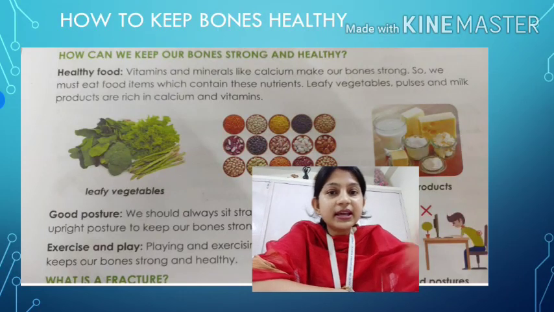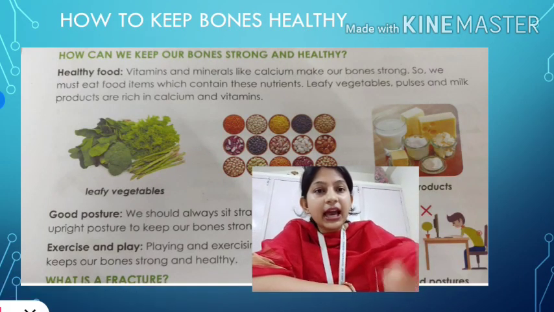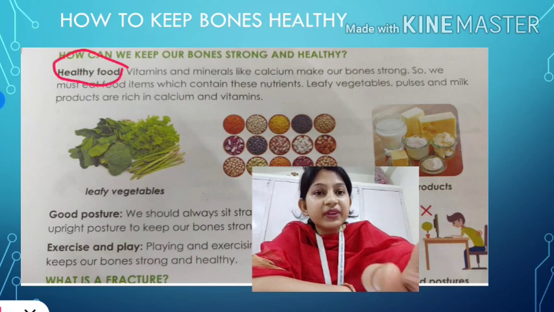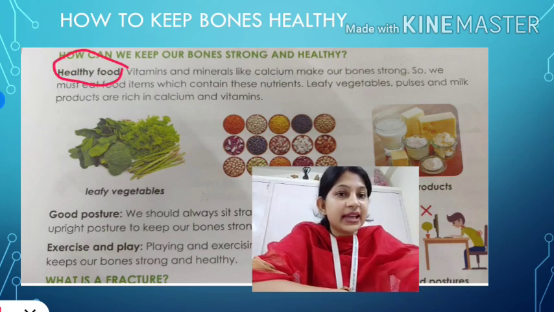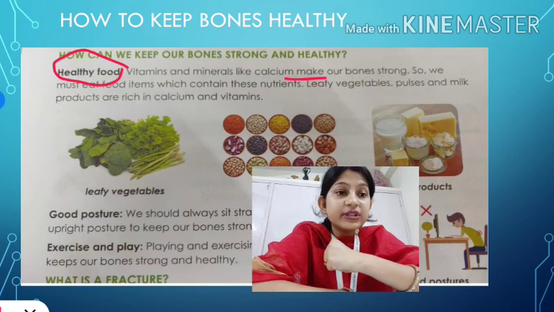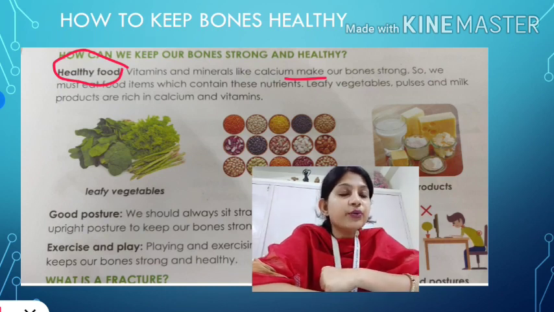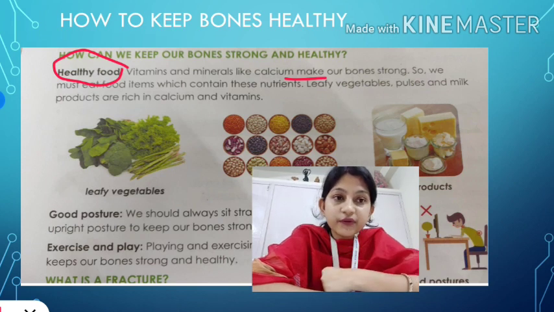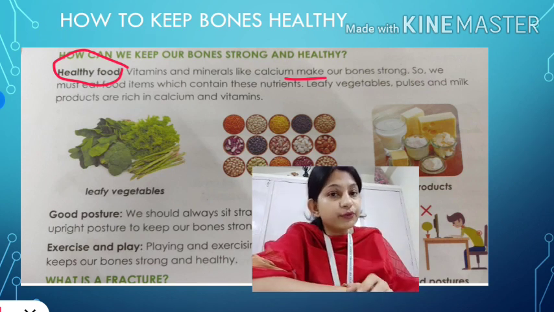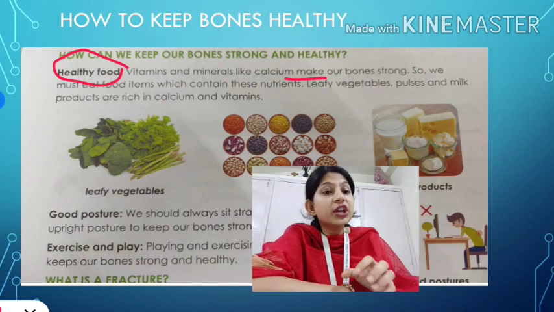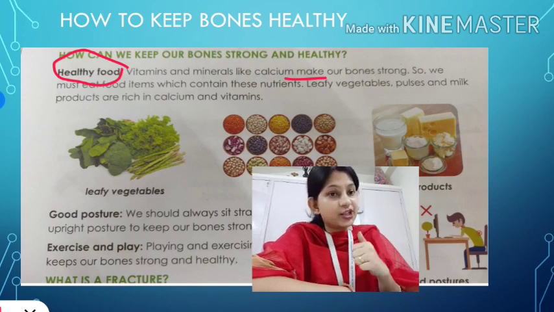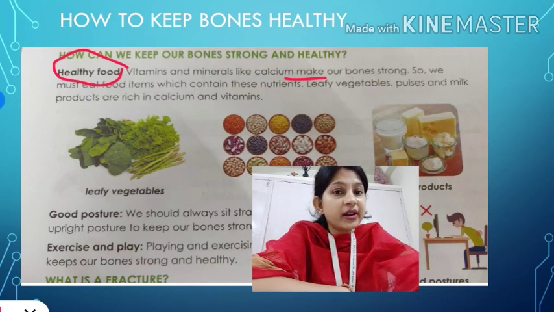So first thing is we should have healthy food. Yes, minerals and vitamins like calcium make our bones healthy and strong. Okay, so if calcium is making our bones healthy and strong, what we should do is eat that type of food item which is rich in minerals, nutrients and calcium. So what are the foods which are rich in these?